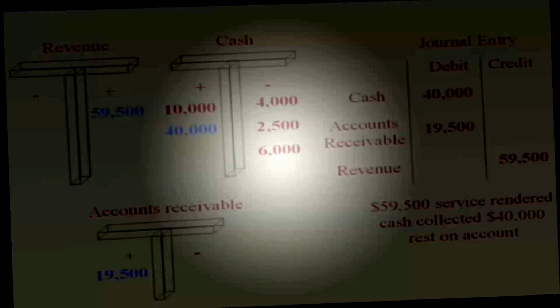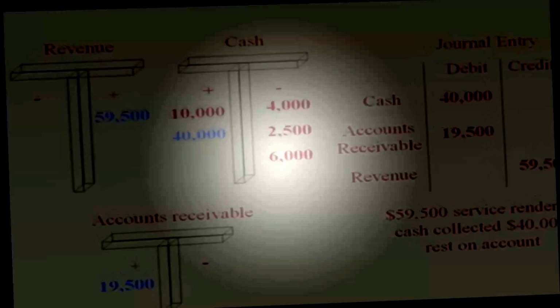Let's do the next one. What was the next transaction? The owner withdrew $30,000 for personal use. When an owner withdraws money for personal use, do you remember the name of it? It's called, yes, drawings. So the two accounts that are impacted are cash and drawings. It looks like this.